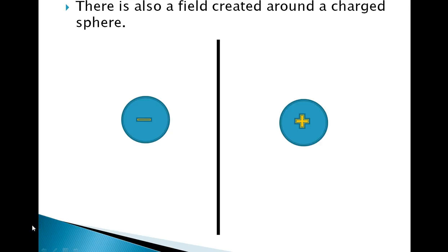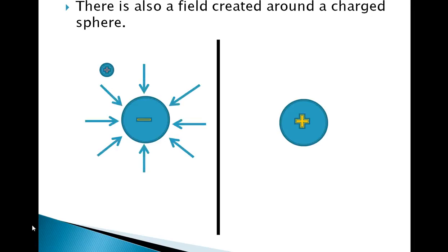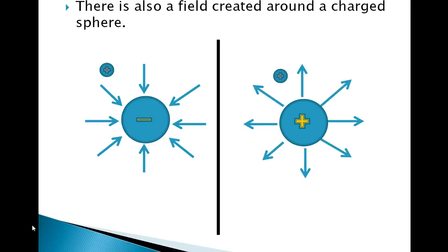So if I have a sphere for the negative one and I put a positive test charge, then I know that my field is going to be pointing towards the negative. If I do the same thing with the positive sphere, a positive test charge is going to move away from it, so I have lines moving away. If I had two negative charges, I would add more lines to show a stronger field. Same thing for the positive.